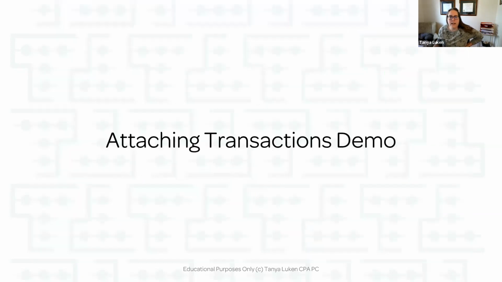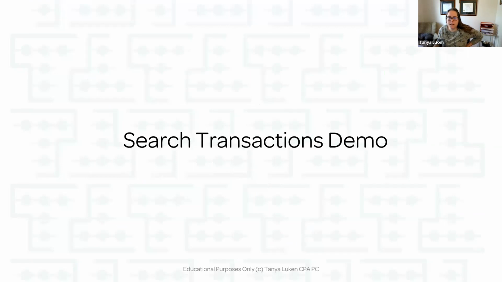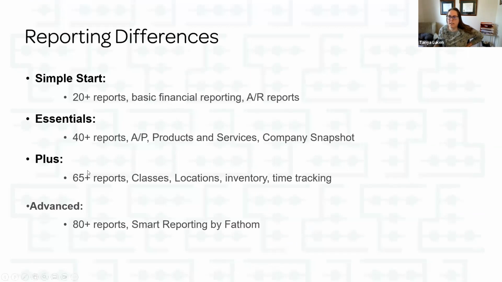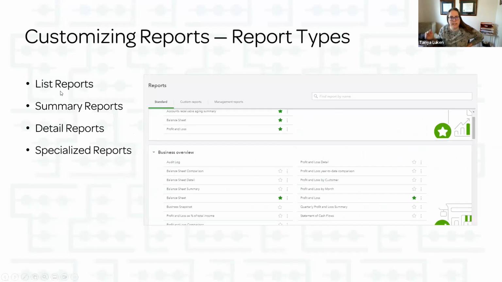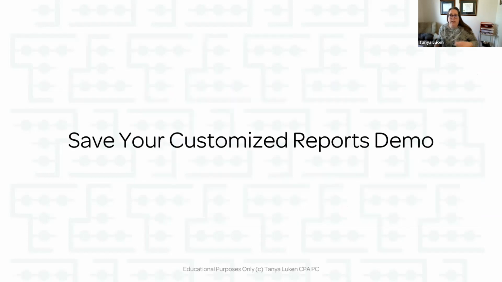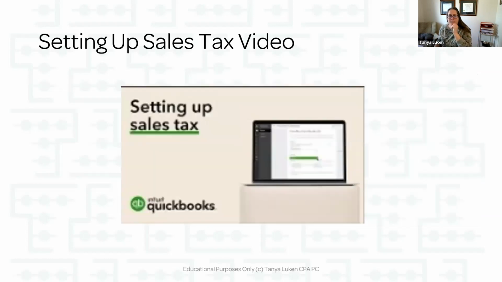So that was, we talked about some of these. These are the differences in the reporting. Simple Start has 20, Essentials 40, Plus 65, and then over 80. And then there's list reports, which give you a list of data. Your chart of accounts is a list report. Summary reports is the one that we looked at for Sarah, which showed the revenue by customer. Detail reports would be more like the product or service report that we ran, and then you can run all kinds of specialized reports.